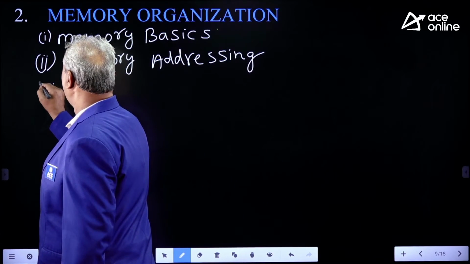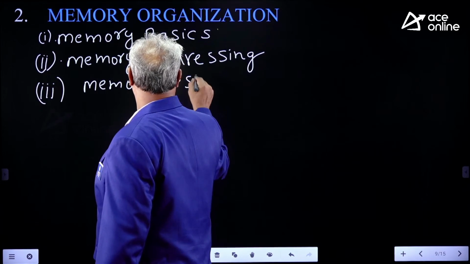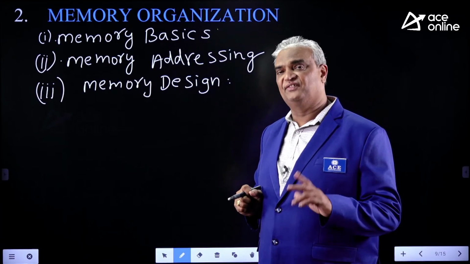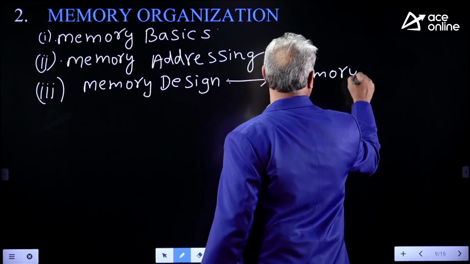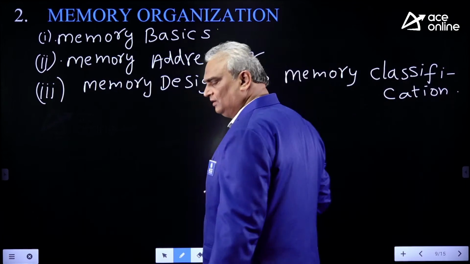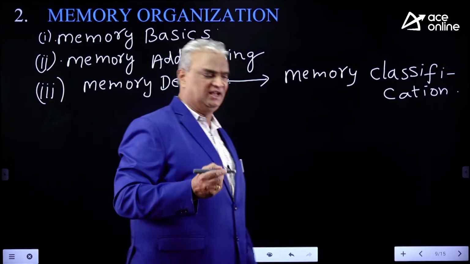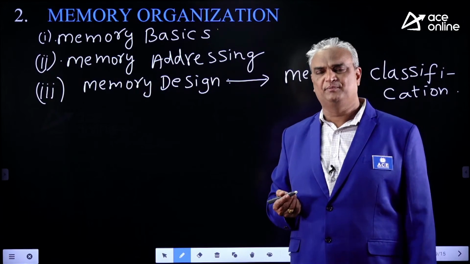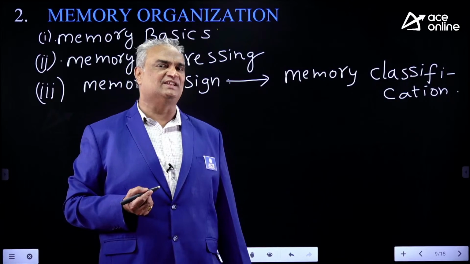After learning memory basics and memory addressing, then only go for memory design. To know the design of memory, first you should know the different memories, which is memory classification. We use different memories in our digital computer for different purposes. Electronic memory, magnetic memory, optical memory. Electronic memories are static memory, dynamic memory, and flash memory, example, pen drive. Magnetic memories are magnetic hard disks, floppy, magnetic tape. Optical memories are CD and DVD.